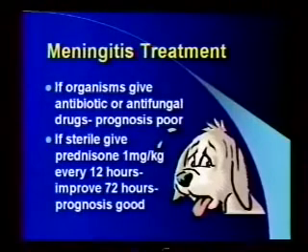But the good news is most of the meningitis that we deal with is this sterile type of meningitis, and if you give them prednisone, like 1 milligram per kilogram every 12 hours, or even a little bit higher if you need to, but usually that'll do it, they'll really improve, and you'll see that improvement within about 72 hours, and long-term the prognosis is good.